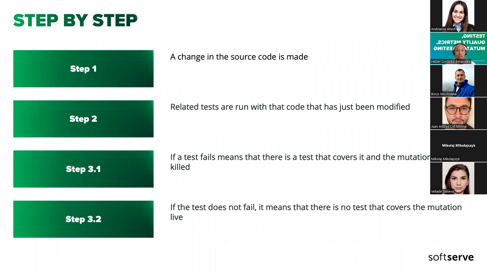Okay, so in step three, it's expected that the test fails. And if not, step 3.2 is going to say, hey, this mutation is living, so we have to make some change in the code.